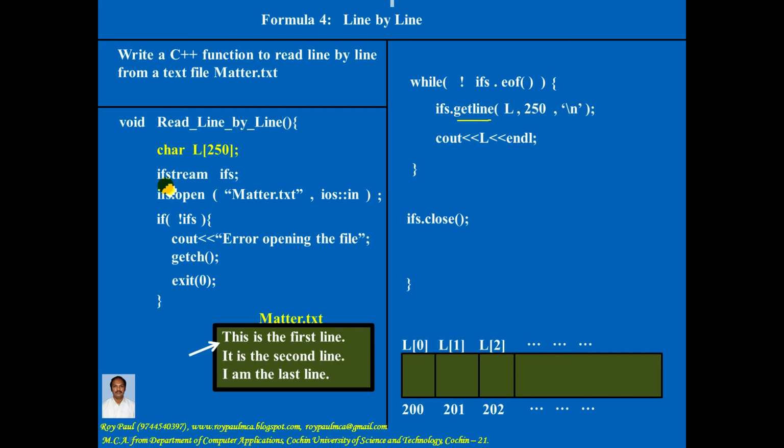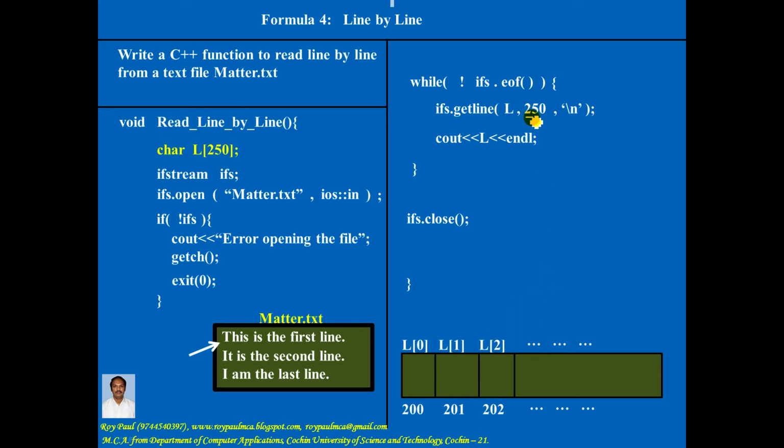To read line by line, the getline function is there. It is a public member function of the ifstream class, so it should be called using this object, ifs.getline. The getline function takes three arguments. Argument 1, the name of the character array where you are going to save each and every line.